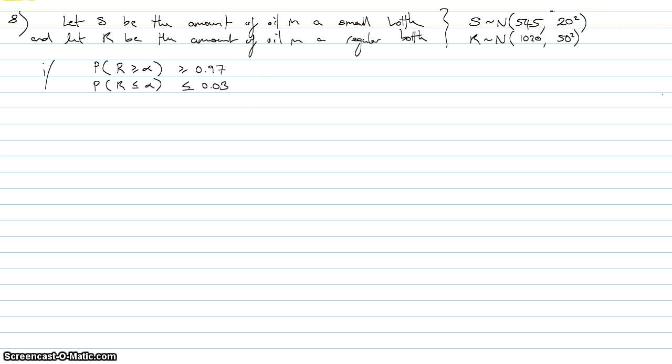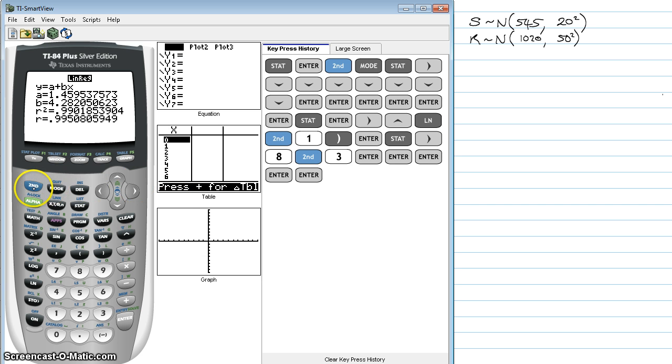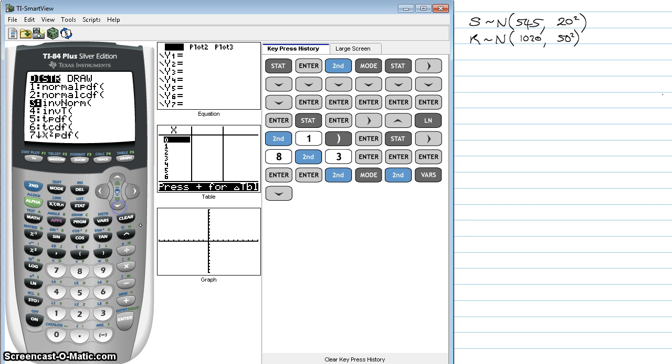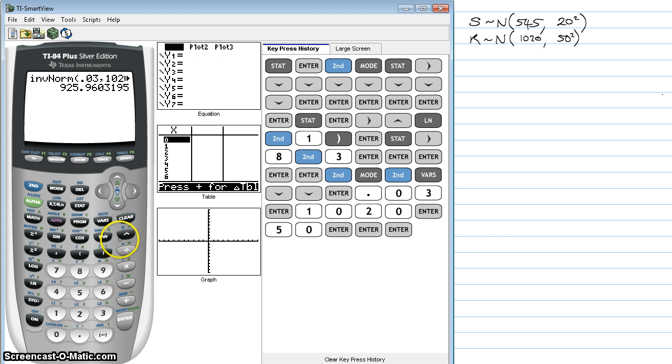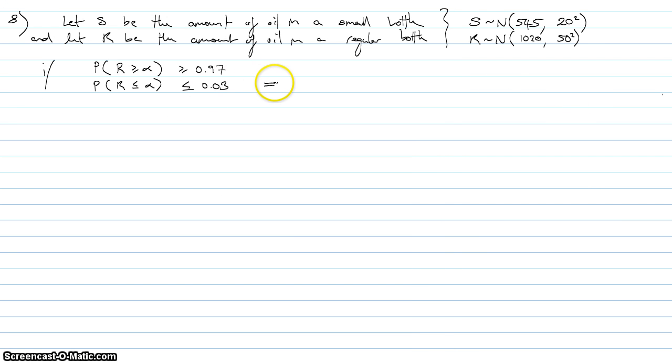Well, how does this help me? This helps me because I can use my inverse normal function on my graphing calculator. So I'm going to go to my GC now, and I still have that up from question 7. I'm going to go to distribution, inverse normal, and I'm trying to find a 3% area. The mean of my R variable was 1020, and my standard deviation, not my variance, was 50. So if I paste that in, I find that the answer here is 925.9603.